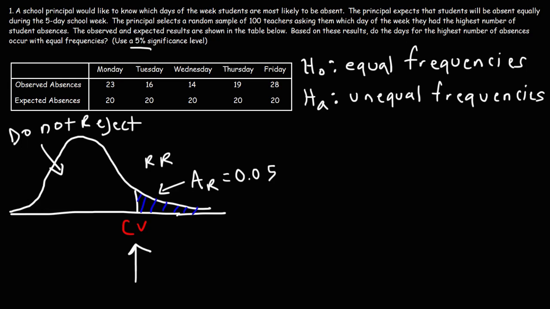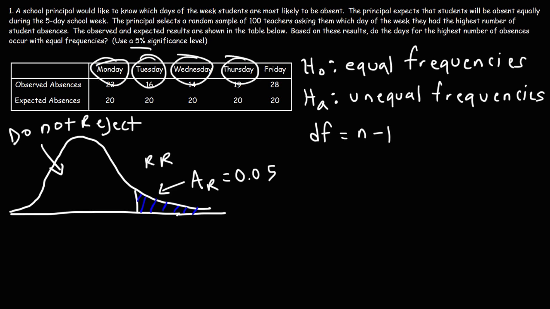Now let's begin by using the chi-square distribution table to get our critical chi-square value. So the first thing we need to do is determine the number of degrees of freedom, which is equal to n minus 1. N is the number of categories our data is placed in. So the categories are the days of the week, which we're using 5 days of the week. So n is 5. 5 minus 1 is 4. So we have 4 degrees of freedom.